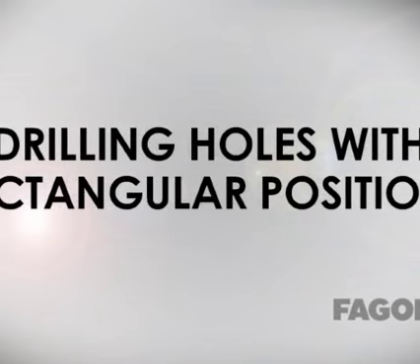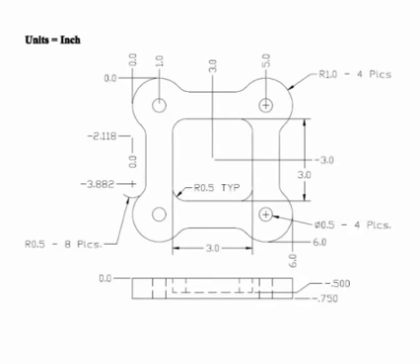We are now ready to program and machine our third operation. From our demo part print, you will see that we have 4 defined through holes with center locations. Our tool for this operation is a 1/2 inch diameter drill. Let's begin by changing to our required tool for this operation.